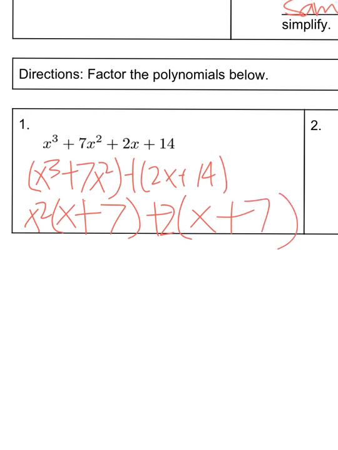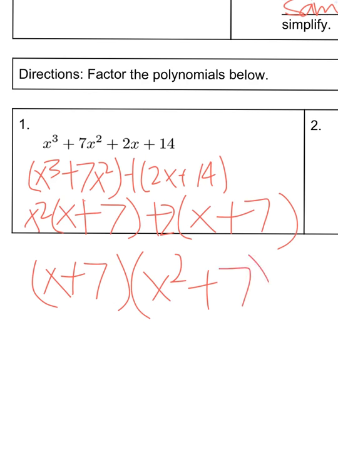From here, we can factor out again. We can take from the first group x plus 7, and then we're left with x squared plus 7. And that's your final answer.